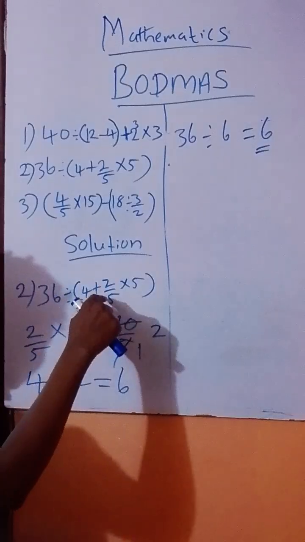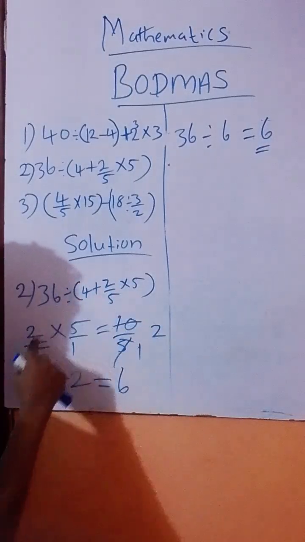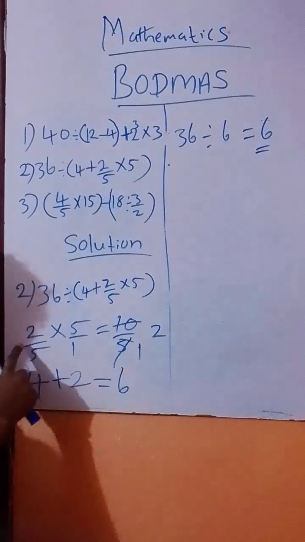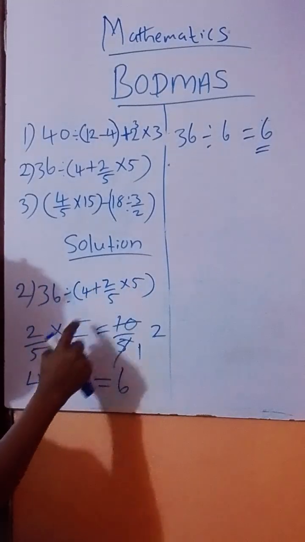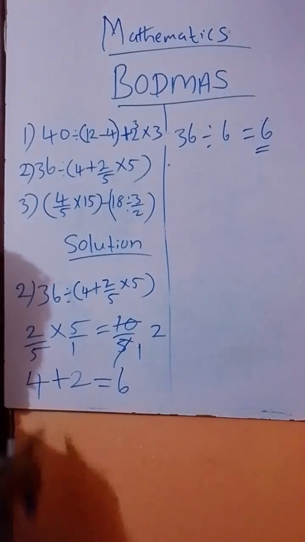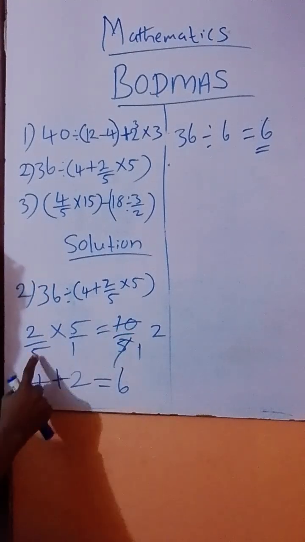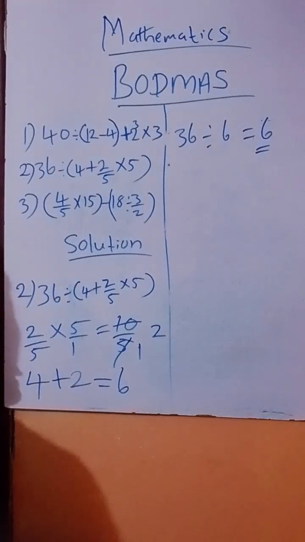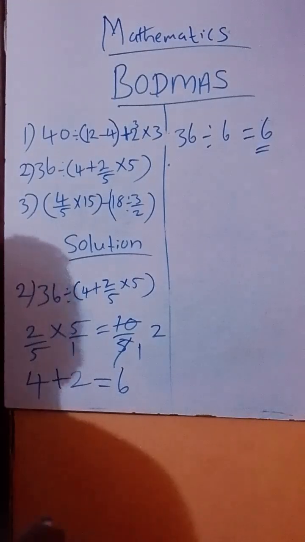Inside this bracket now, what comes first is multiplication. Then we'll bring out our 2 over 5. This is 2 over 5 times this 5 over 1. I added 1 so it can be in the same fraction. 2 times 5 is 10. 5 times 1 is 5. 5 divided by itself is going to give us 1. 5 in 10 is going to give us 2.